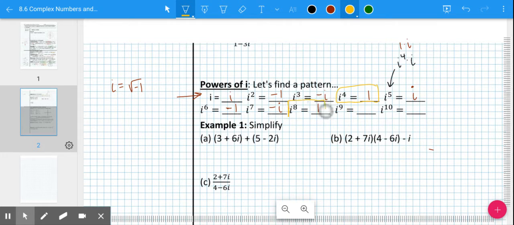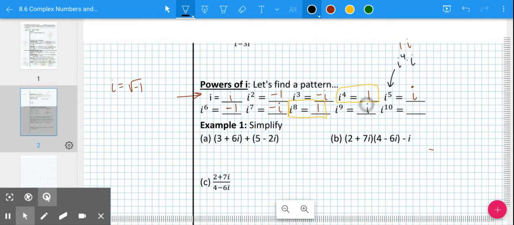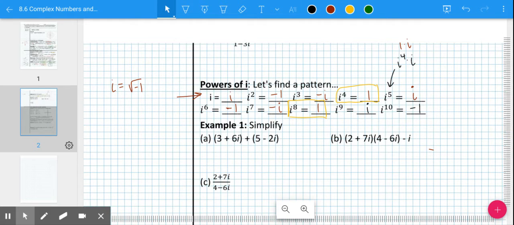In fact, if your power is a multiple of 4, it will equal positive 1. What is i to the 9th? i to the 9th should come out to be a positive i, and then i to the 10th will be a -1 again. So this pattern will continue to cycle, and every time the power is a multiple of 4, it reduces to a positive 1.